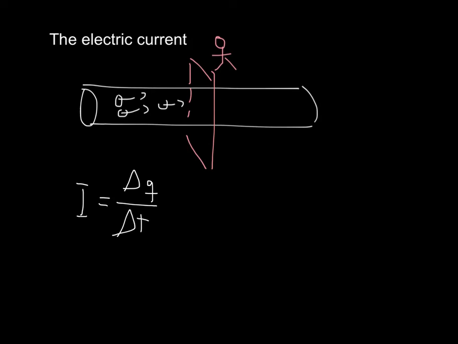So basically, if I want to know how much charge went through here, I take all the charge that went through here in, let's say, 4 seconds, then I divide by 4, and then I know how much charge went through here in a second. Now this is the easy part, and that's what we did in the IGCSE. The next thing that we would like to do is to relate this to two things.